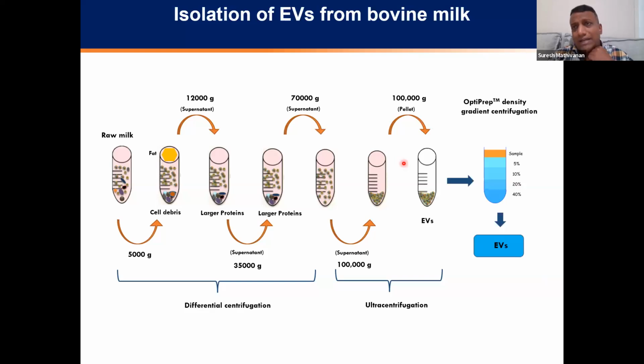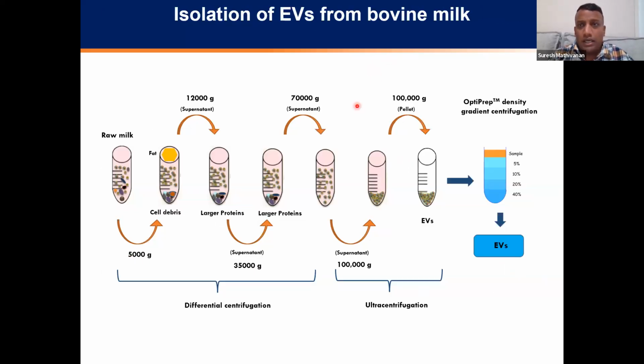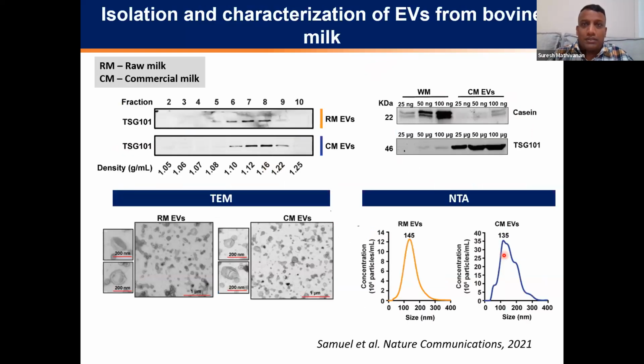So to isolate EVs from bovine milk, we adopted the methodology that we previously published in 2019, 2020, where we used a series of differential centrifugation coupled with ultracentrifugation, and then separated the EVs by OptiPrep density gradient centrifugation, and then used them for the following analysis, right? So this is the data here.